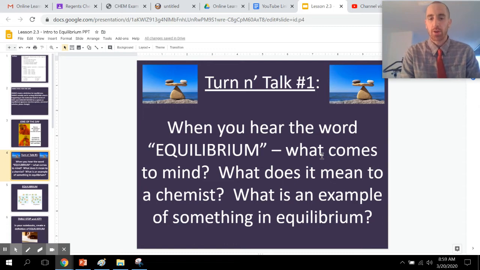When you hear the word equilibrium, what comes to mind? What does it mean to a chemist? What is an example of something in equilibrium? I'm going to pause the video. Think about this word. I know you've probably heard it in living environment, maybe in earth science. Think about what you know about equilibrium.